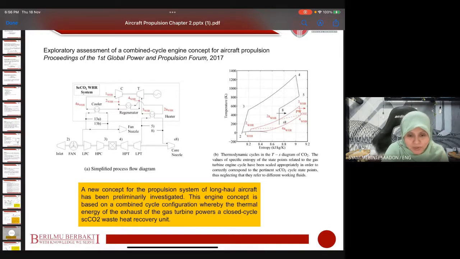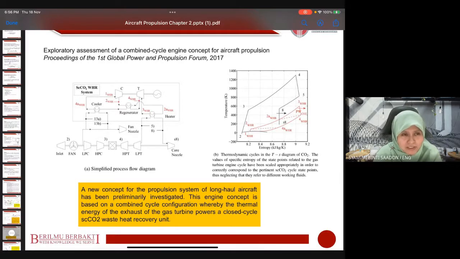So a new concept for the propulsion system of long haul aircraft has been investigated. The engine concept is based on a combined cycle configuration whereby the thermal energy of the exhaust of the gas turbine powers a closed cycle CO2 waste heat recovery unit. So the mechanism, the idea, is the same as ORC just now, except that here they use carbon dioxide at supercritical.